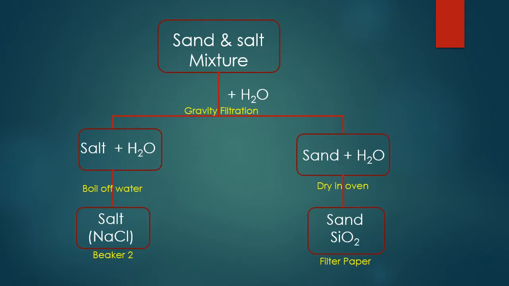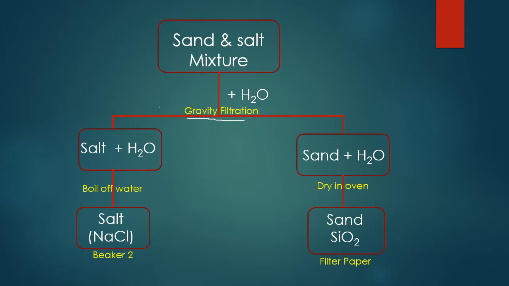Let's look at how we're going to do this. We're going to start with a mixture of unknown amounts of sand and salt combination. That's what we're going to start with in beaker 1. We're then going to add water to that mixture. Adding water, using the solubilities we saw on the previous slide, is going to dissolve the salt because salt is soluble, but not the sand. So now we're going to have an aqueous solution with the sodium chloride in it and a solid at the bottom. We're going to perform a gravity filtration so that we can filter out the sand from the water, separating the two.